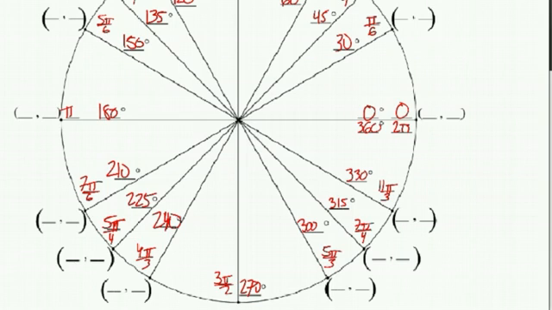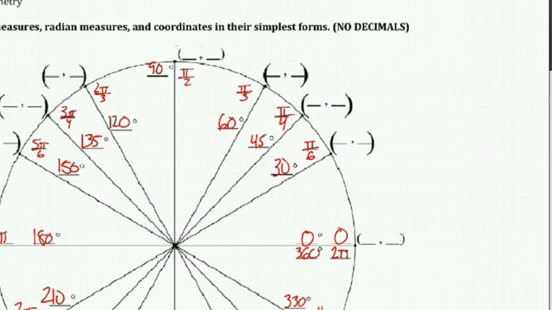Okay, next up are the x and y coordinates. I'm going to break this down for a second. So in quadrant 1, the angle measure 0 degrees or 0 radians has an x coordinate of 1 and a y coordinate of 0, because it has a radius of 1 going from the center out to that point straight along the x-axis. So its x coordinate is going to be 1. It's not going up or down.